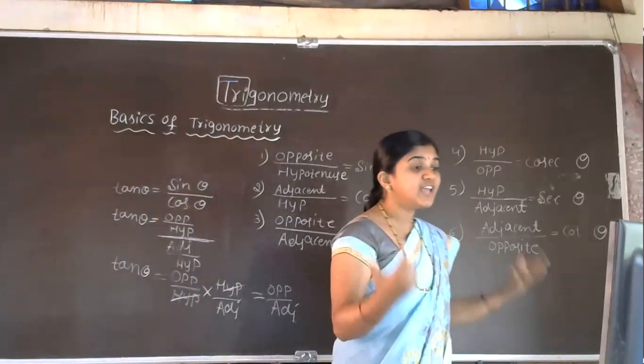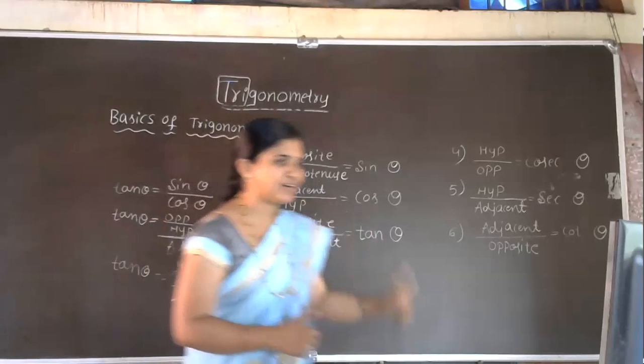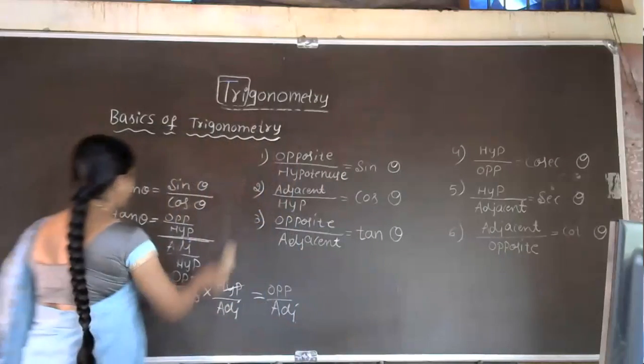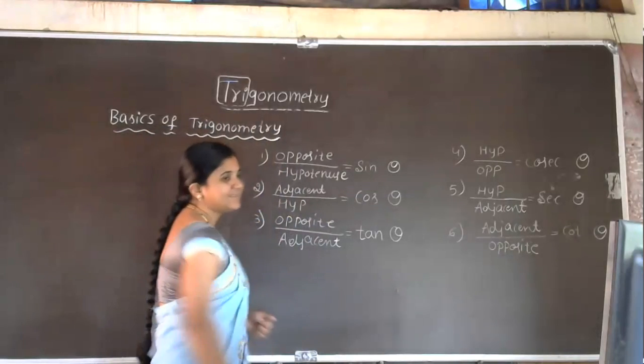This is the relationship between the six ratios. Now, can you tell me one more relationship here? So we got one relationship here. What is that? Tan theta is equal to sin theta by cos theta.